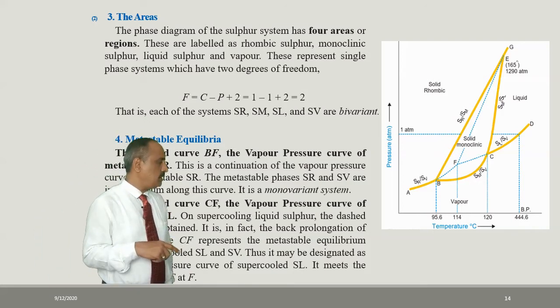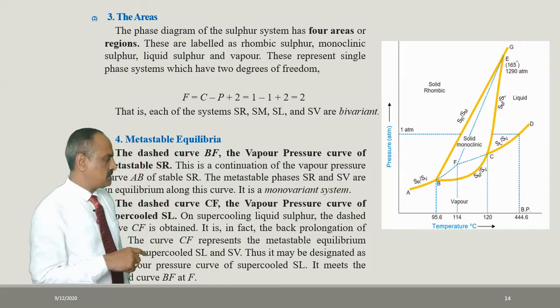And the triple point E, the 2 lines, that is CE and BE.